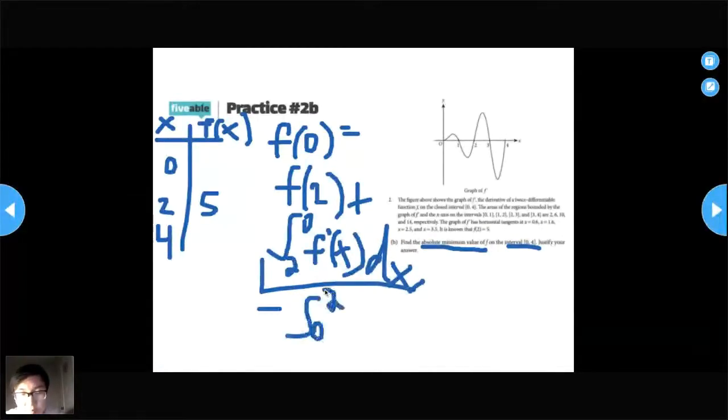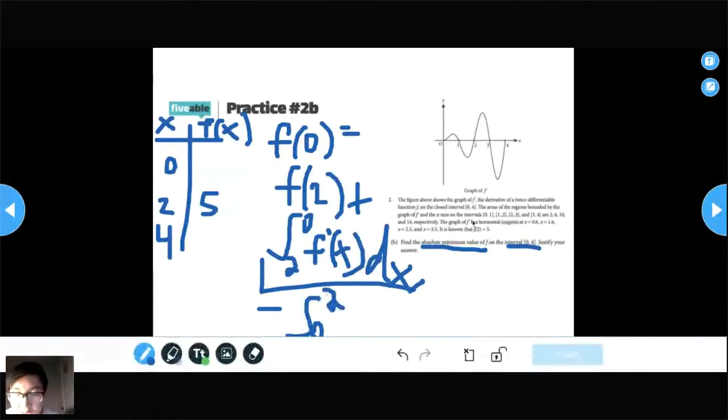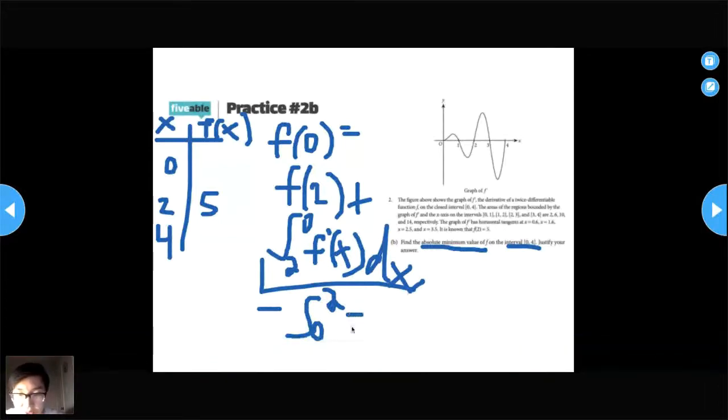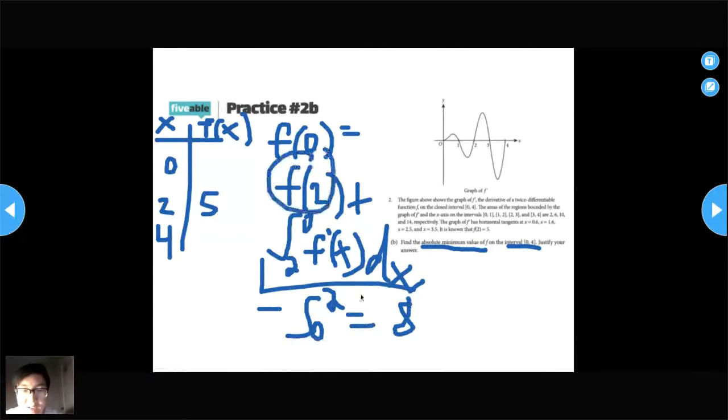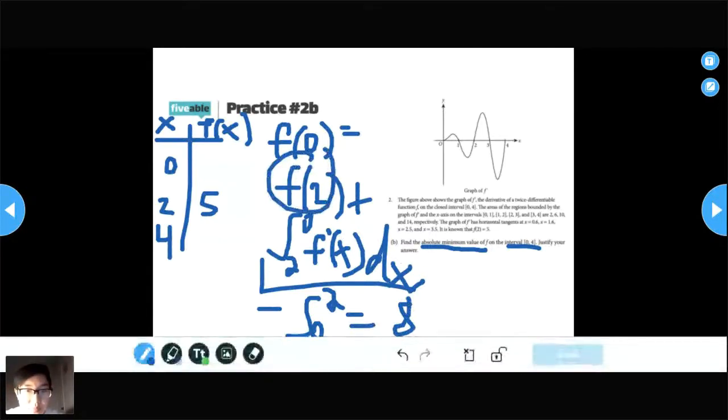And so then they give us that the integral from 0 to 1 is 2, and the integral from 1 to 2 is 6. So we know that this is equal to 8. And so once we do f of 2, which is 5, minus 8, I did my math wrong. It's 2 minus 6, right? Sorry, I'm confused. Okay, let me write this out a little bit better.